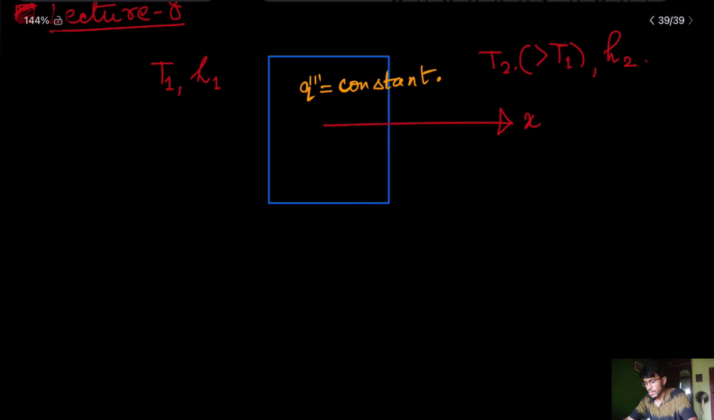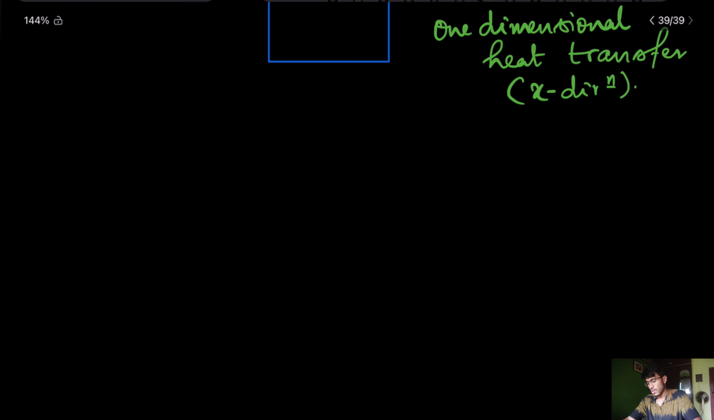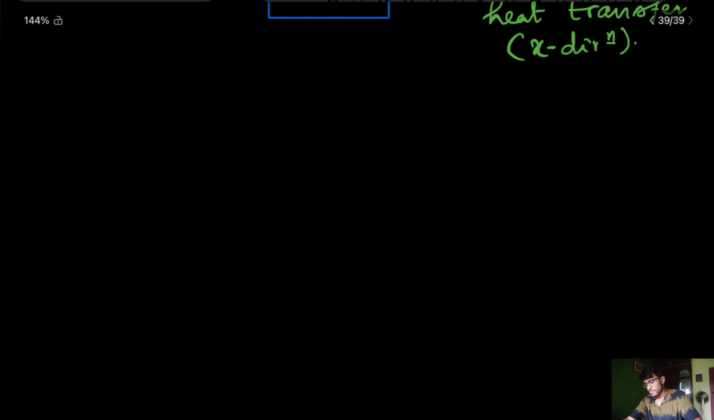So still I am just writing that. Okay, one dimensional heat transfer, and the dimension is x direction. Okay, so the first step is what I told you, that the first step is to write the governing equation, right?